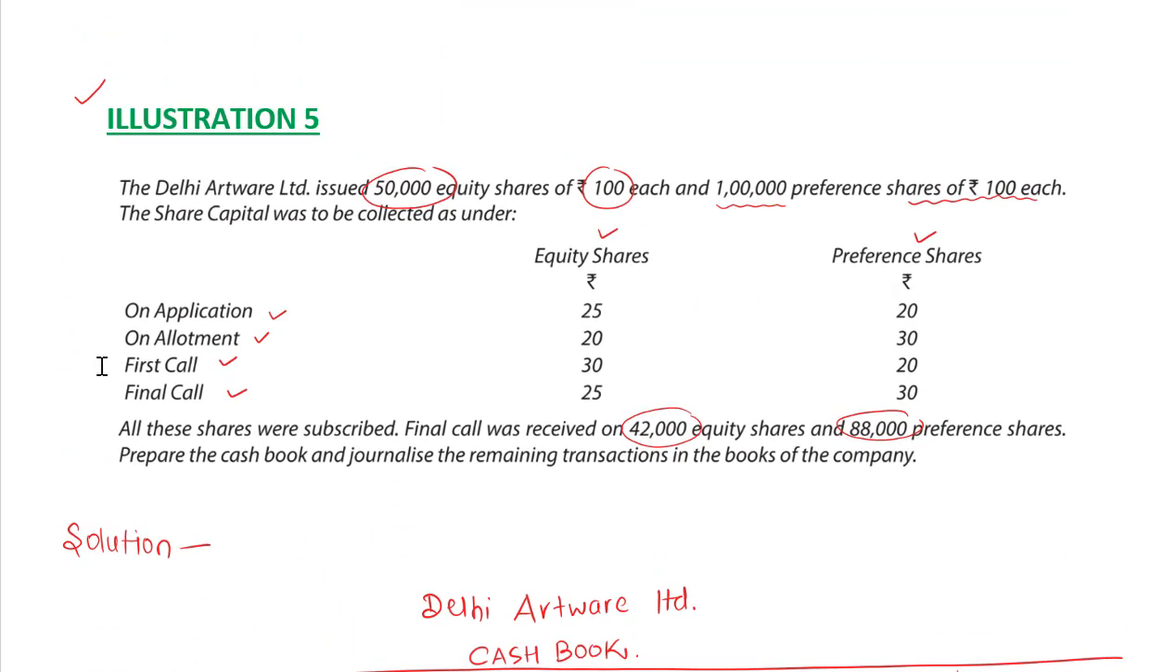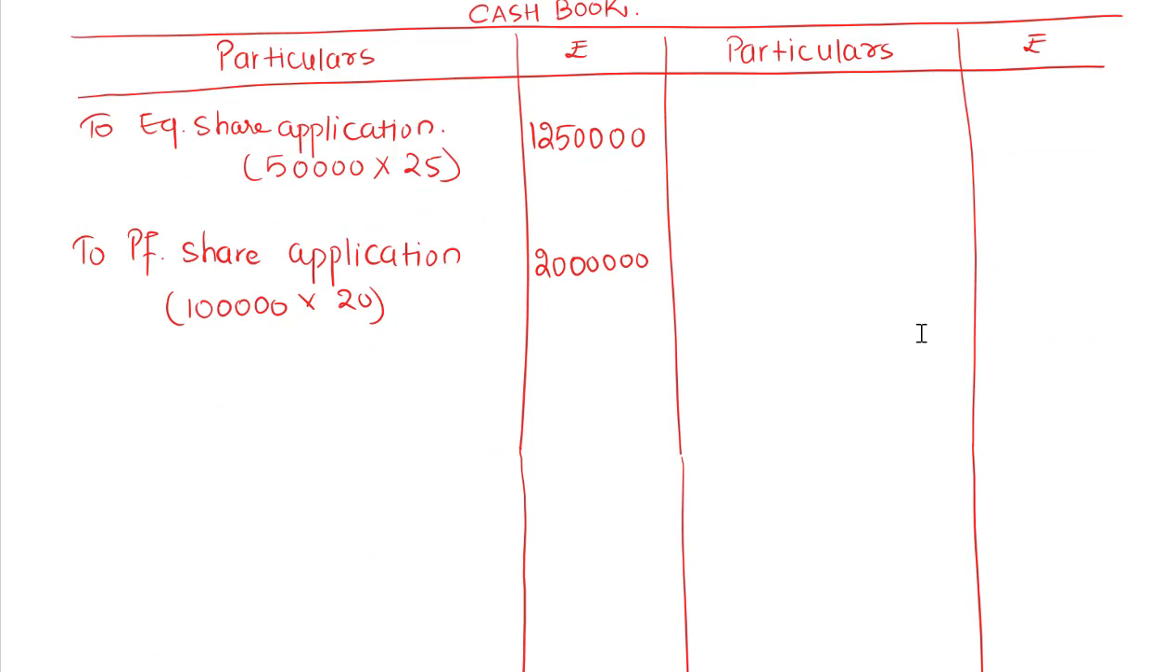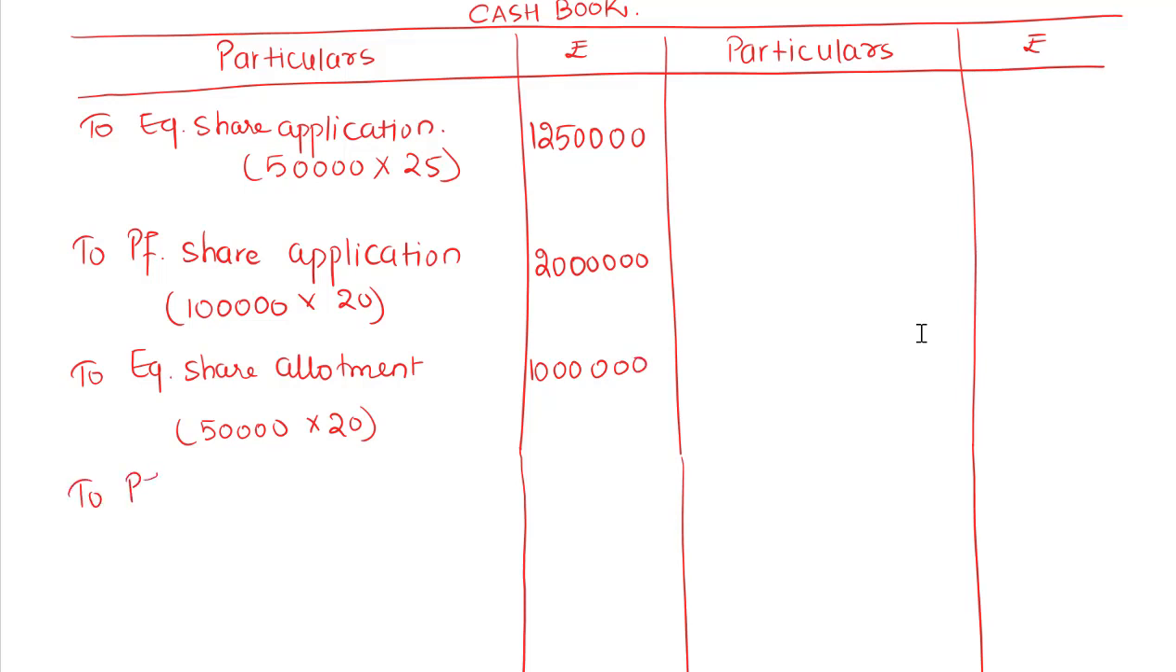Then there would be entry for allotment, bank to equity share allotment and bank to preference share allotment. To equity share allotment, 50,000 shares multiplied by 20, 10 lakhs, to preference share allotment, 1 lakh multiplied by 30, 30 lakhs.